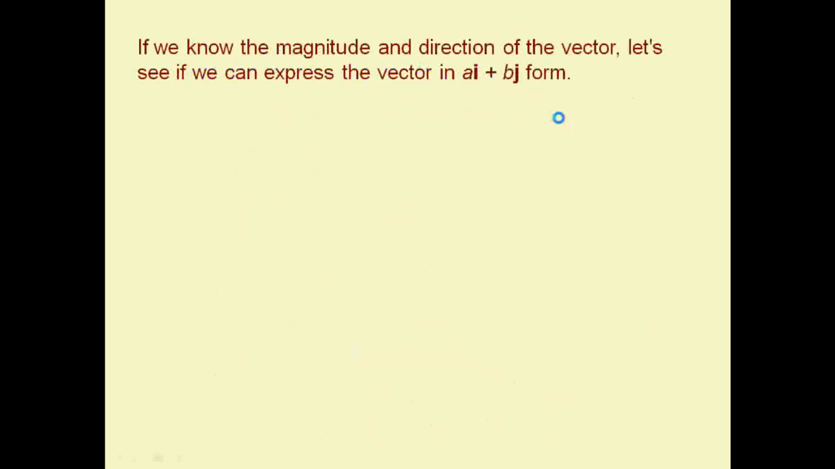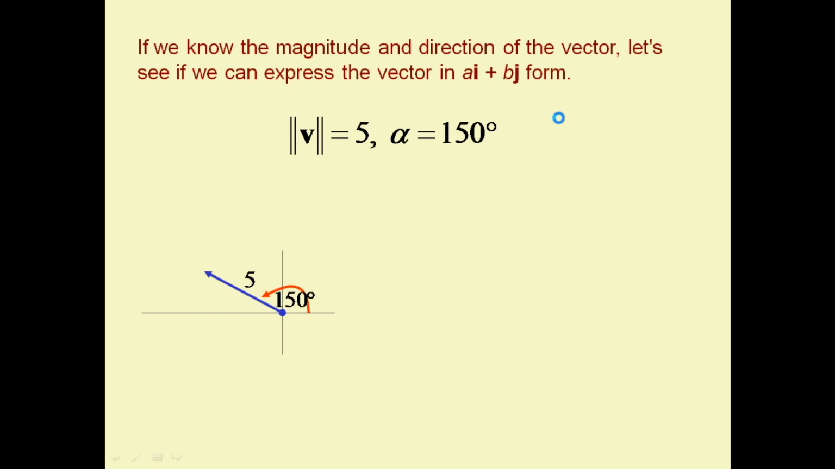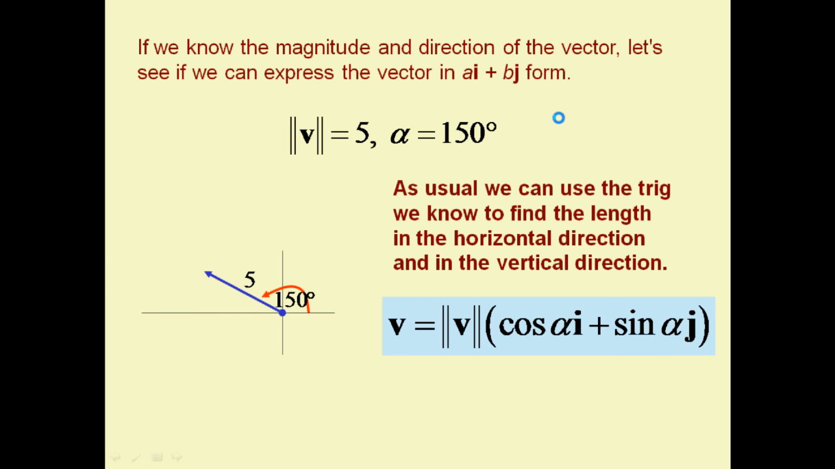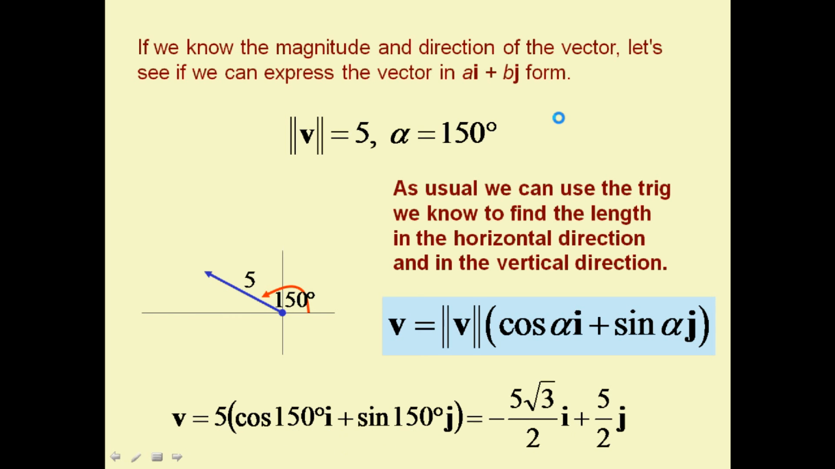If we know the magnitude and direction of the vector, let's see if we can express the vector in ai plus bj form. The magnitude of v equals 5, and alpha equals 150 degrees. As usual, we can use trigonometry to find the length in the horizontal direction and in the vertical direction. So v equals the magnitude times cos alpha i plus sin alpha j: 5 cos 150 i plus 5 sin 150 j.